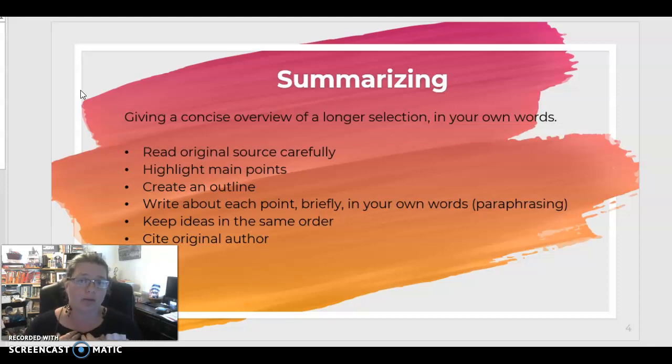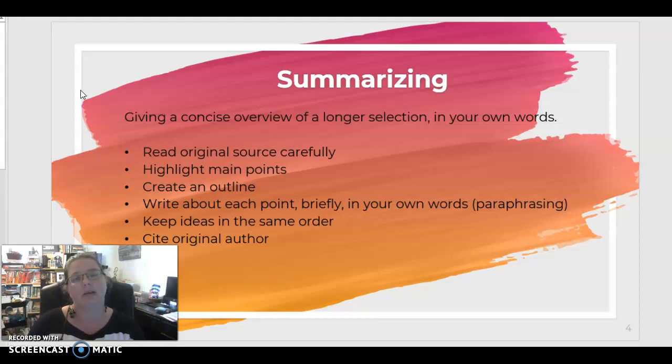What I recommend that students do when I'm working with them in the Writing Center and they're trying to summarize is I ask them to read a paragraph or two at a time and then turn the original paper over so that they can't see it, and then write about that paragraph on their own paper. And that helps to avoid unintentional plagiarism.